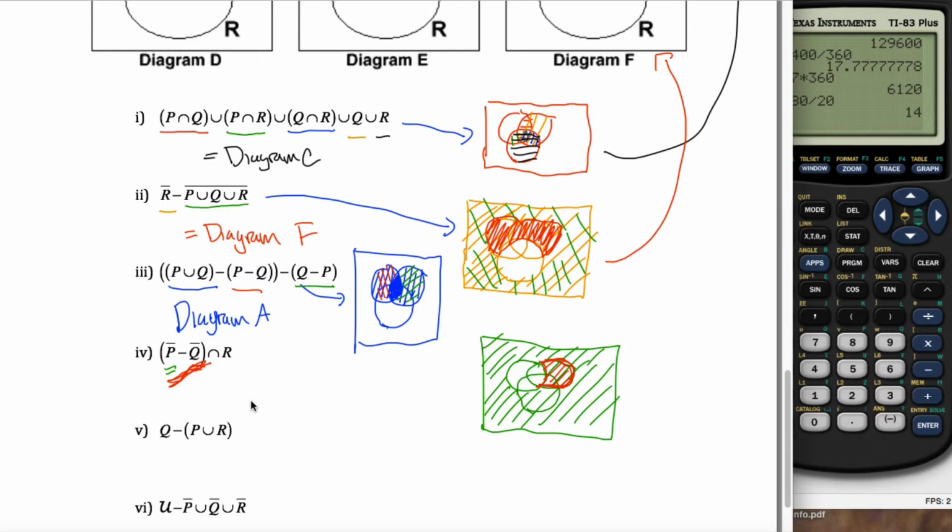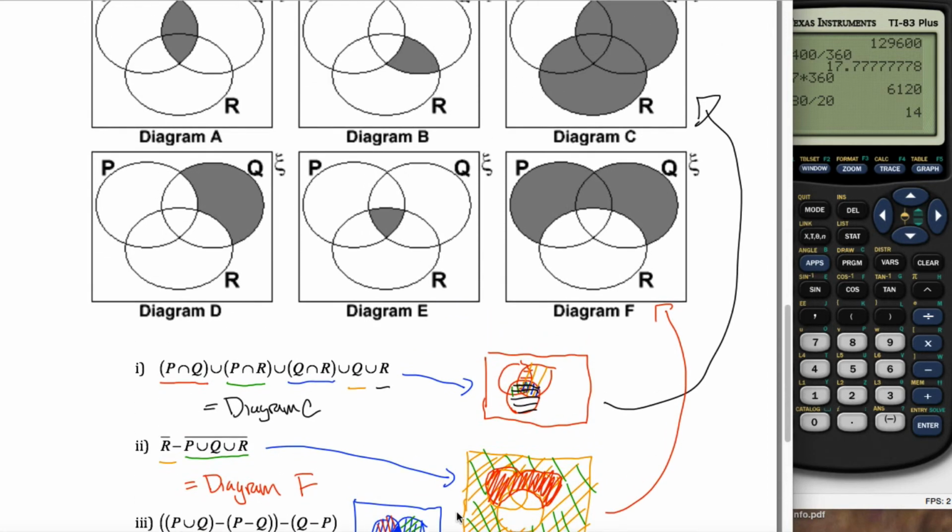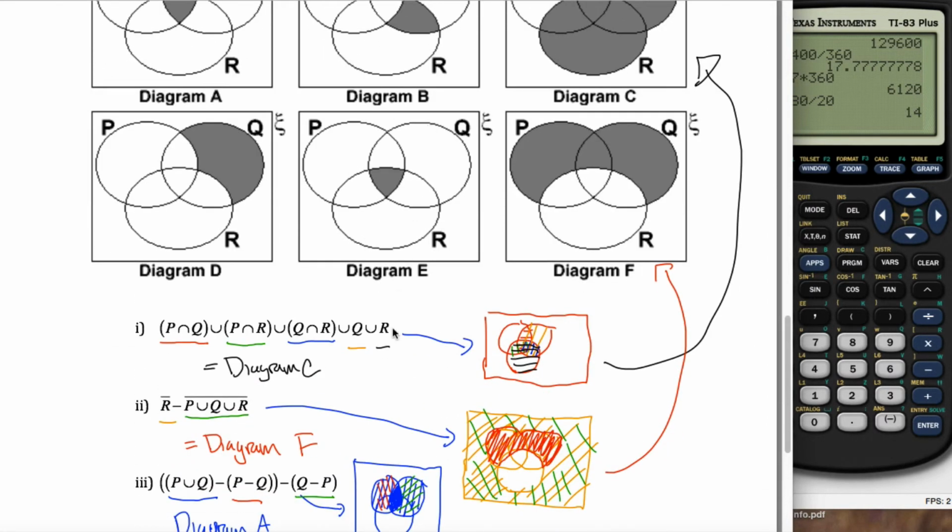But then I'm not done. I want to intersect that with R. Well, let's see. R is this bottom guy right here. So if I intersect that with R, maybe that's underlining the whole thing, I'd just be left with this little region right here. So which one has just that little region? Looks like diagram B does.